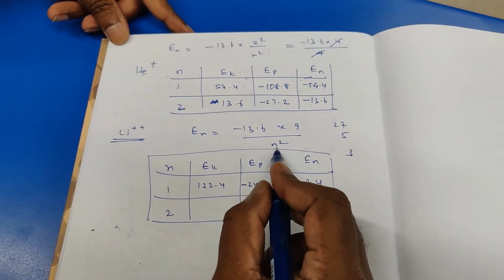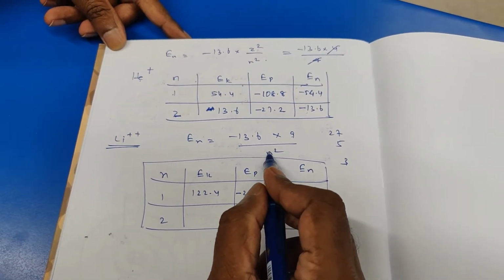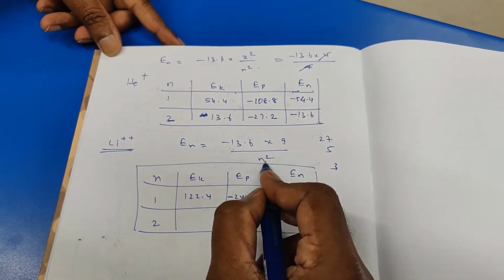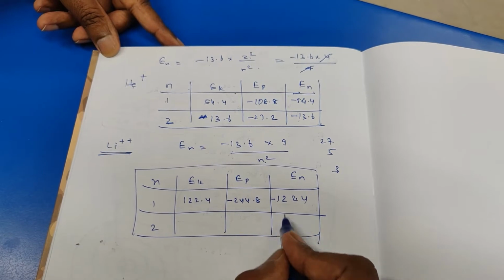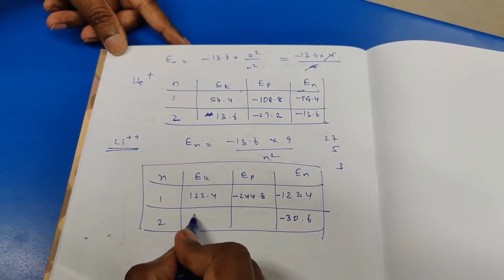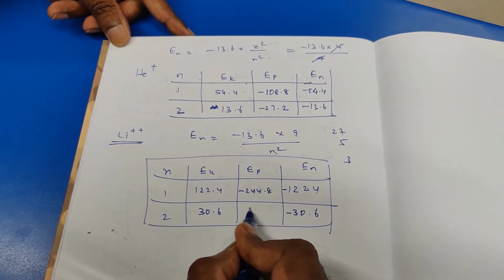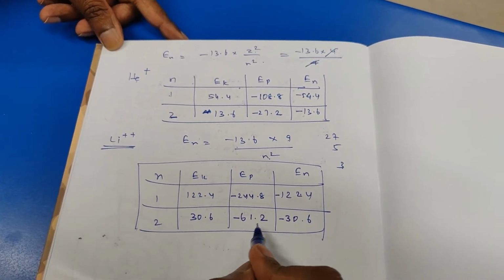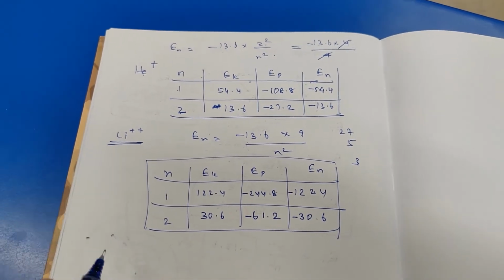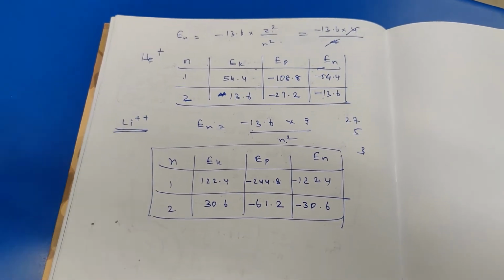Now you go to the second level. This is divided by 4, so you have to divide minus 13.6 into 9 by 4. So you get 30.6. So here plus 30.6, here minus 61.2 electron volt. You understand this? So this is how the energy is calculated.